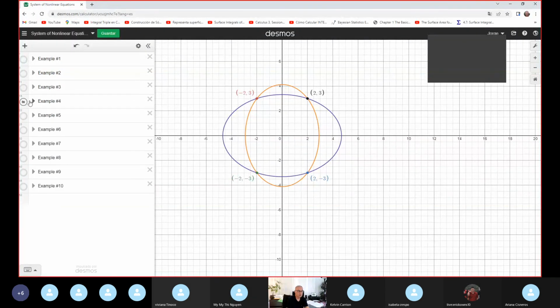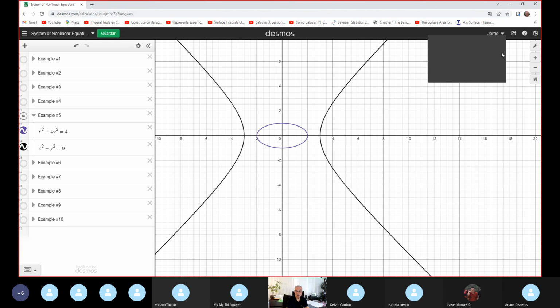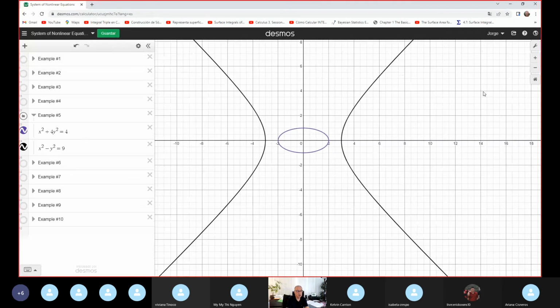Example 5. Look at example 5. It is two nonlinear equations. Boom. The problem is that one equation, the purple color, is an ellipse, and another equation, the black color, is a hyperbola, and these curves never touch. That is the reason that we have no solution. Super good? Super clear?